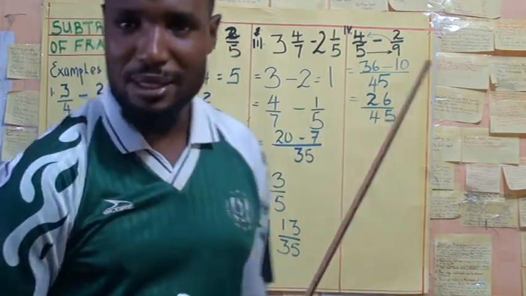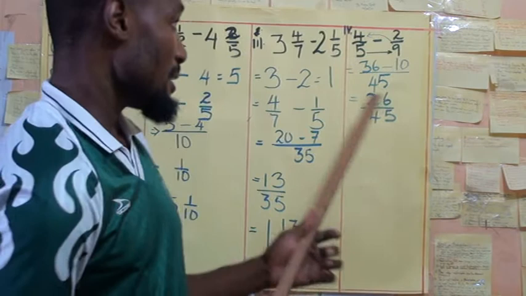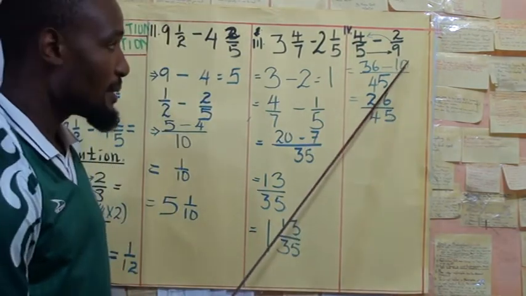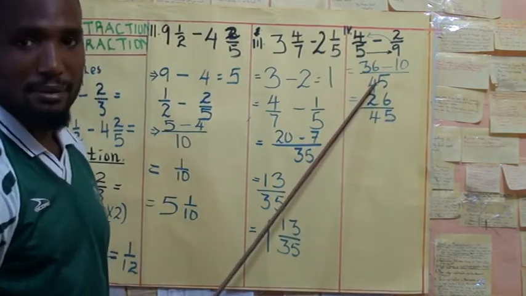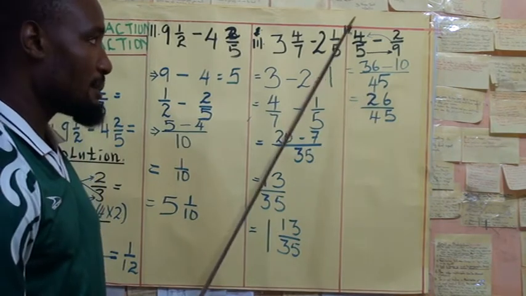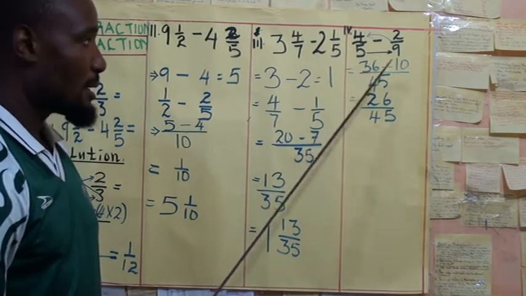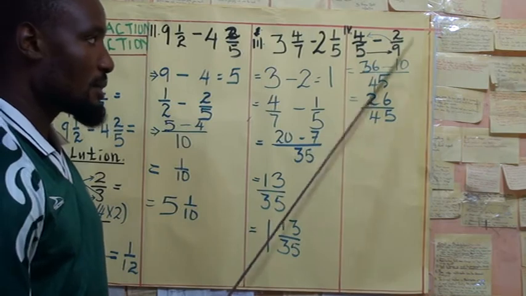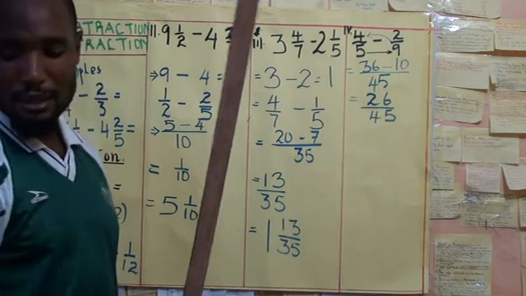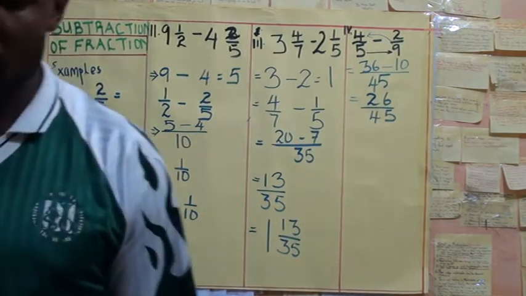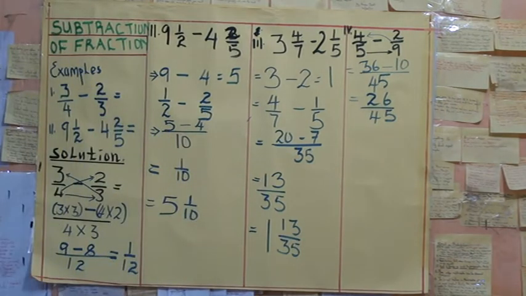As simple as that, you see? Have you seen that? We multiply 5 times 9, 45. 9 times 4, that's 36. 5 times 2, 10. Subtract. There you go.